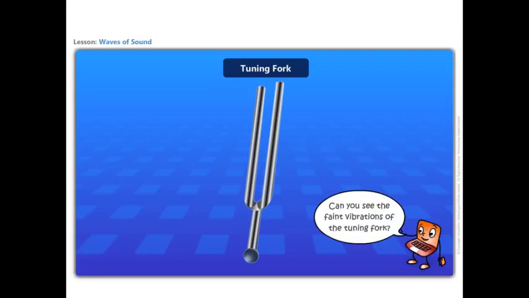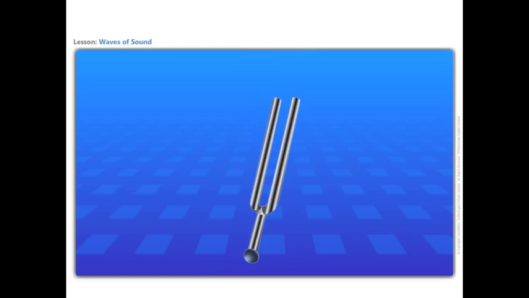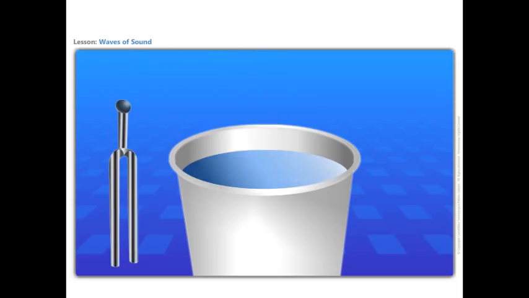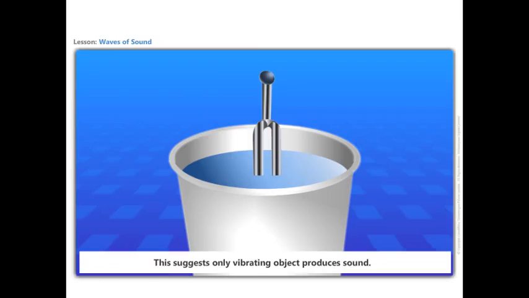Can you see the faint vibrations of the tuning fork? Yes, the tuning fork is vibrating. To make it more evident, let us place the tuning fork after striking it on the surface of water. The disturbance in water is caused due to the tuning fork. Let us place a tuning fork without striking it or producing sound inside water. You don't see any disturbance inside the water. This suggests only a vibrating object produces sound.